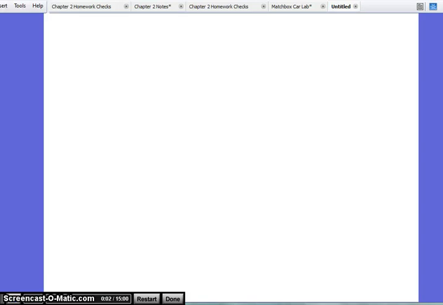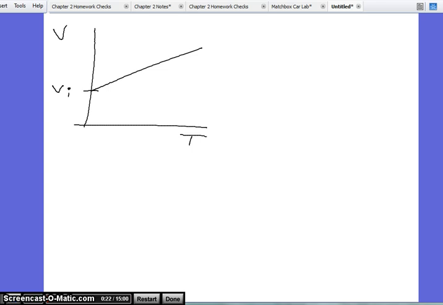In this tutorial, I want to show you how we get our kinematic equations for acceleration using our graph of velocity versus time. So we have velocity versus time. And this is only for constant acceleration. So we start at some initial velocity, and we end at some final velocity, vf.